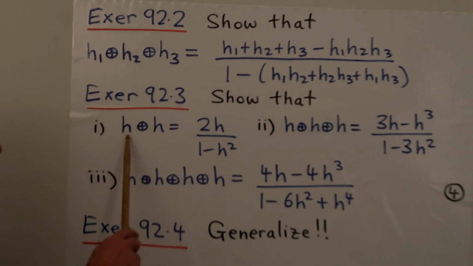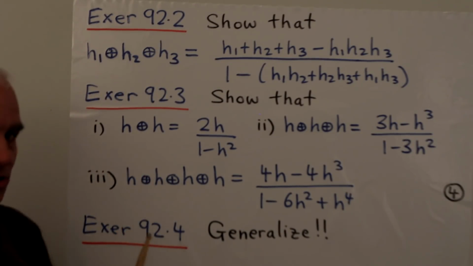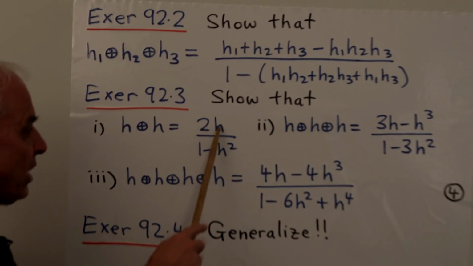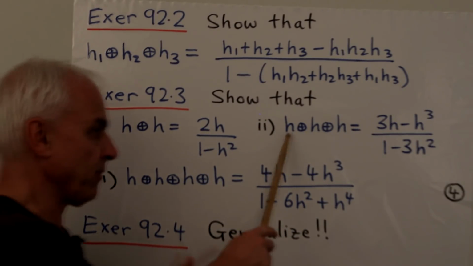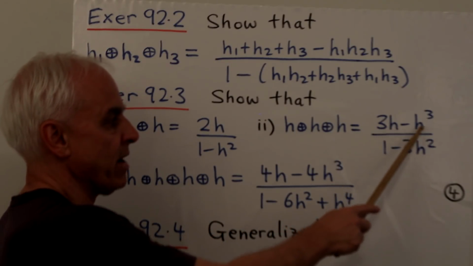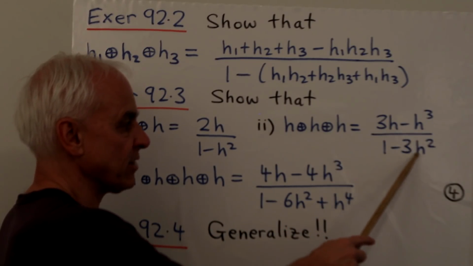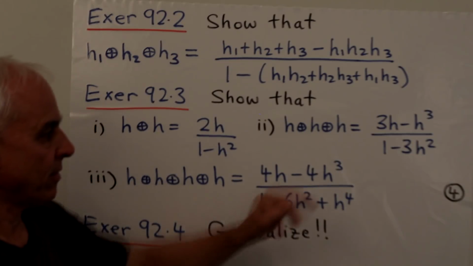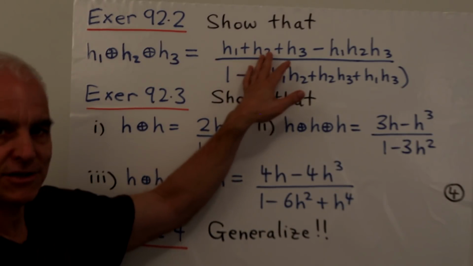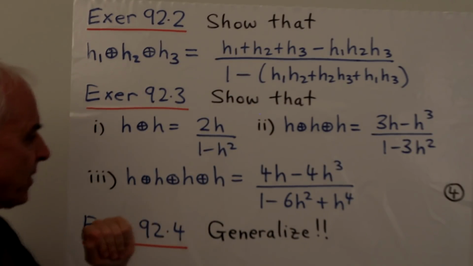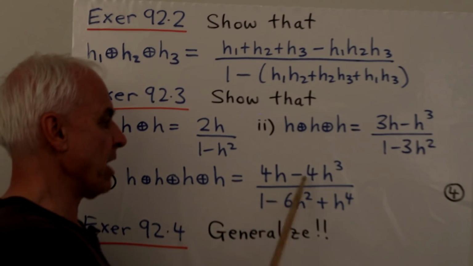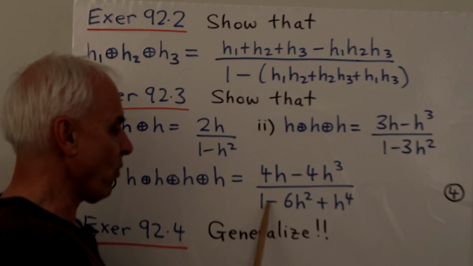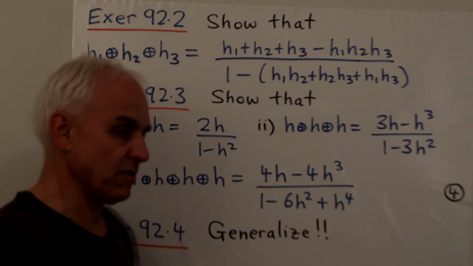So, for example, h circle sum h. Show that that's equal to 2h over 1 minus h squared. And then when you go to 3 of them, you get (3h minus h cubed) over (1 minus 3h squared). So these two are just special cases of the ones we've already got. And then to go one further, if we have 4 of them, we get (4h minus 4h cubed) over (1 minus 6h squared plus h to the 4th).